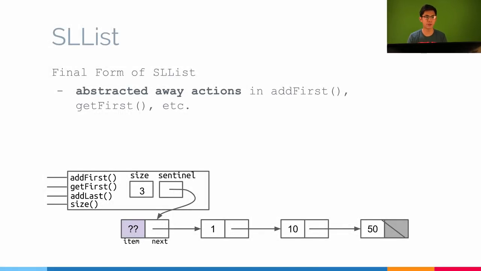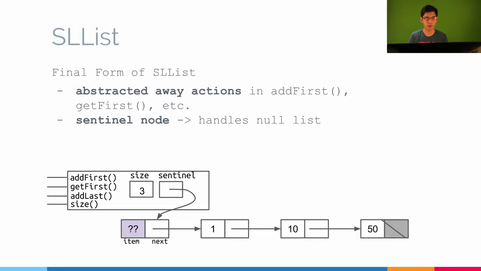So this is what the final form of the SLList looks like. If we were to take everything that we did in the previous slide and apply it to the SLList, this is what we would get. And as you can see, the methods here, addFirst, getFirst, addLast, size, are all of the hard work abstracted away, and the users just need to call those in order to work with the SLList.